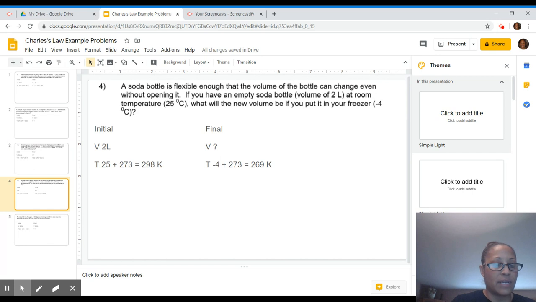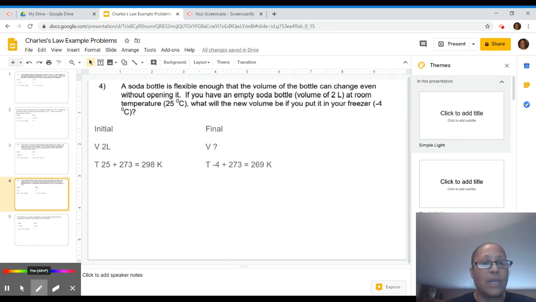Question number 4, example number 4. Reads, a soda bottle is flexible enough that the volume of the bottle can change even without opening it. If you have an empty soda bottle, the volume is 2 liters, at room temperature, 25 degrees Celsius, what will the new volume be if you put it in the freezer at -4 degrees?